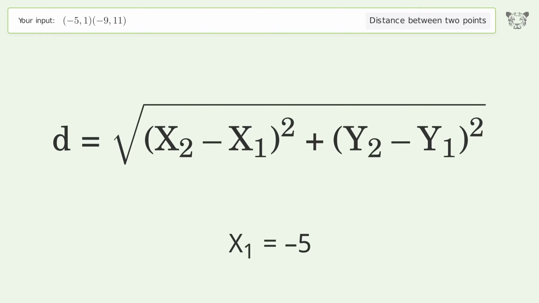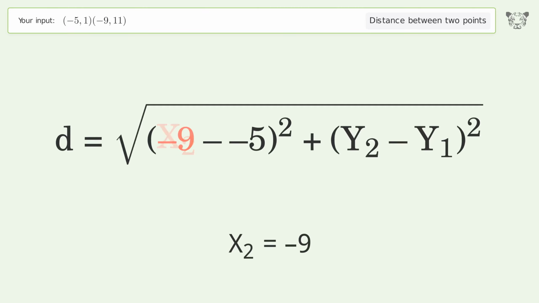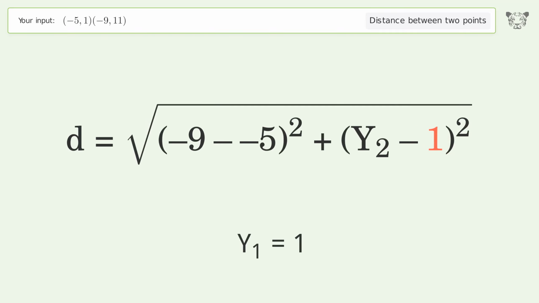x1 equals -5. x2 equals -9. y1 equals 1. y2 equals 11.